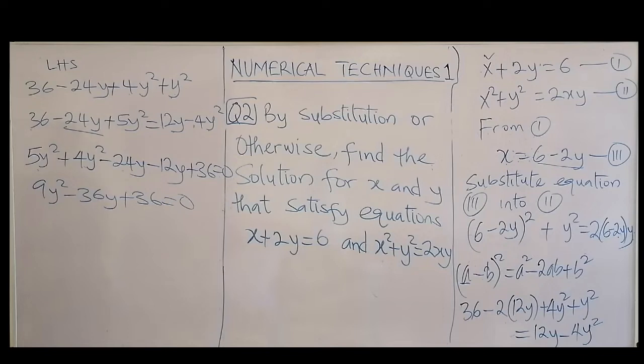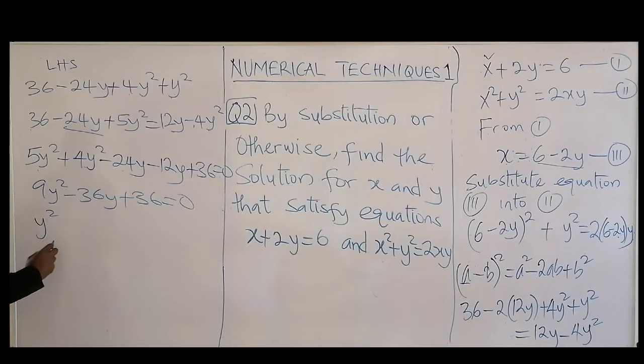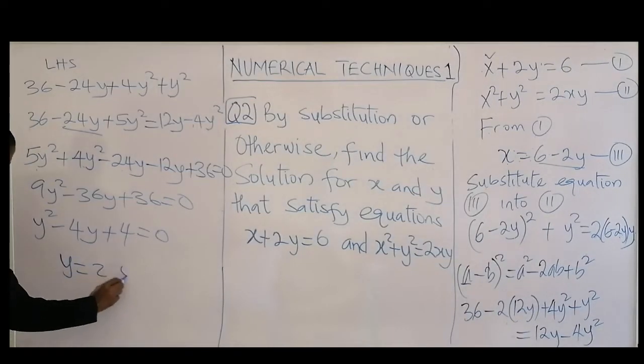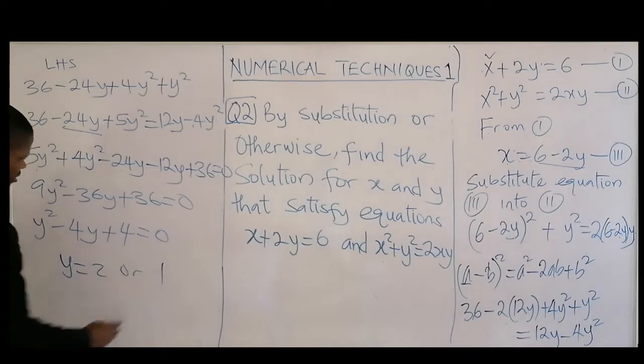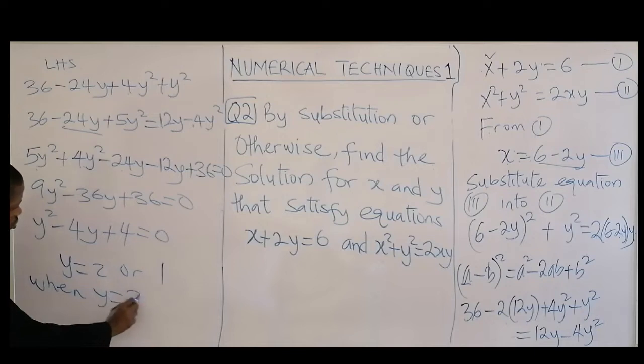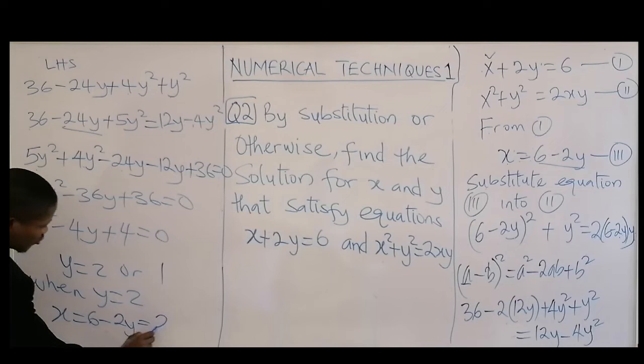Equal to 0. Okay, if you like, we can divide through by 9, so that will equal to what? y squared minus 4y plus 4 equal to 0. So y is equal to 2 or 1. Okay, so when y is 2, let's get the x value. The x value will be equal to what? We have an equation for that, which is x is equal to 6 minus 2y. Okay, substitute 2 there. That will be 2 times 2, that's 4. 6 minus 4, that's 2.